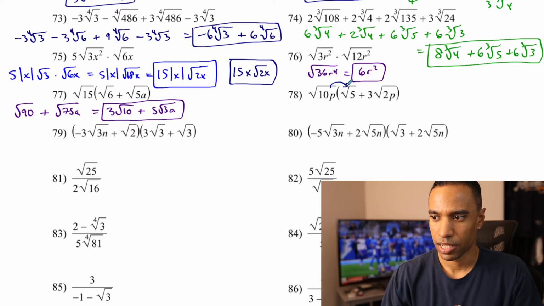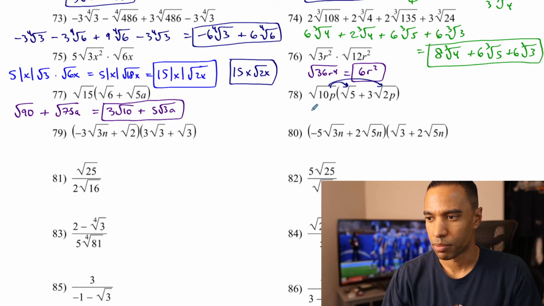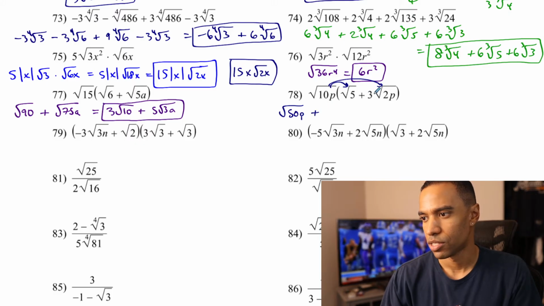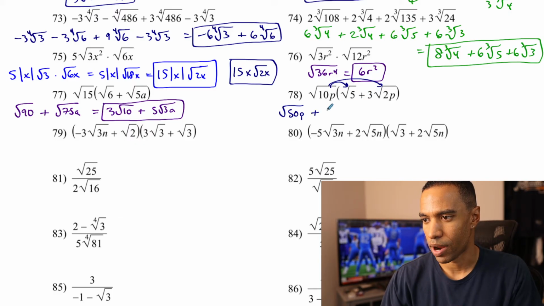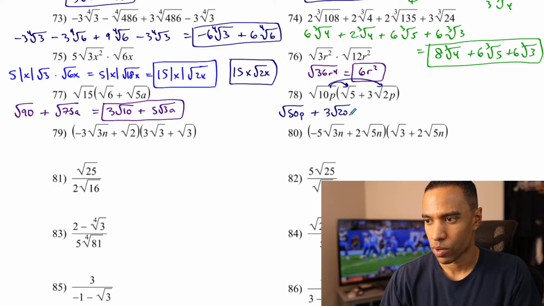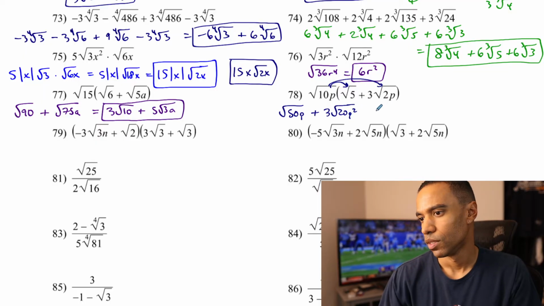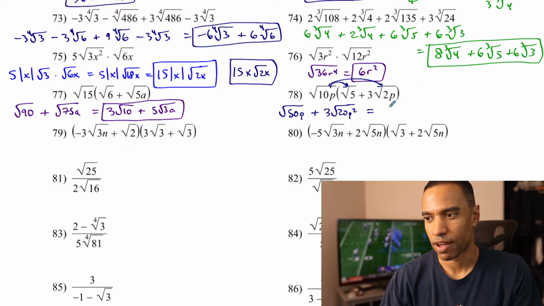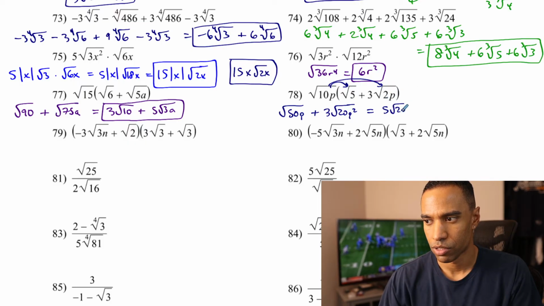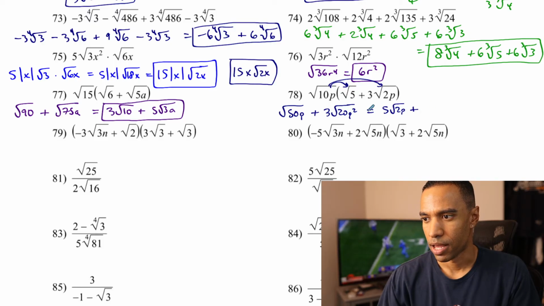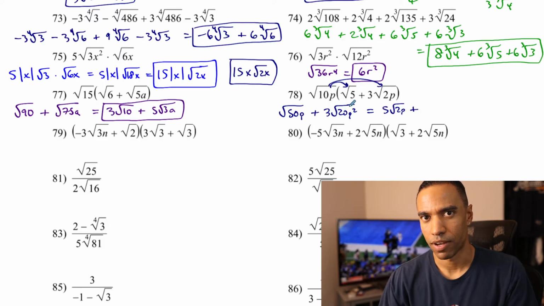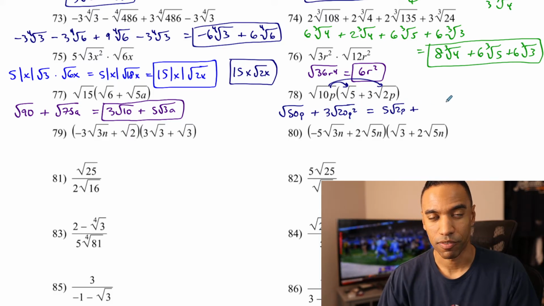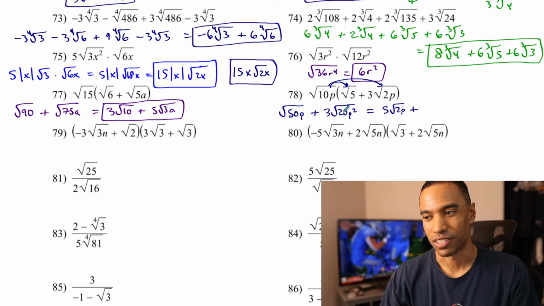Distributing 10p into here, that's root 50p plus 3 times root 20p squared. Now root 50p is root 25 times root 2p, so 5 root 2p, plus, and this has root 4 times root 5, which is 2 root 5, 2p root 5, 2 times the absolute value of p root 5. So, let's start with the numbers.